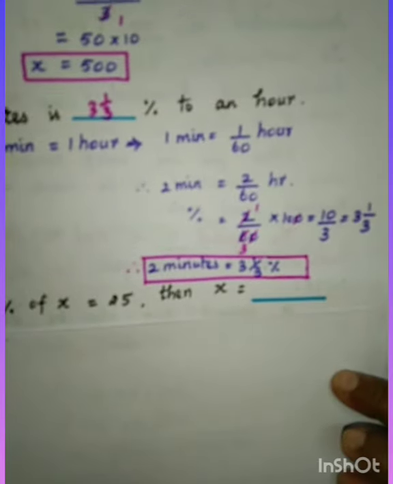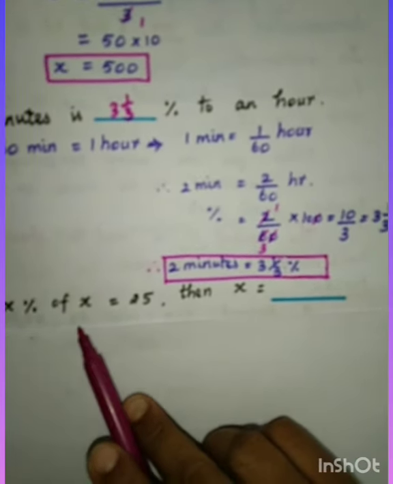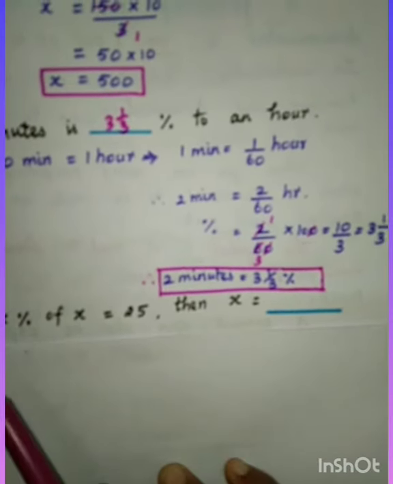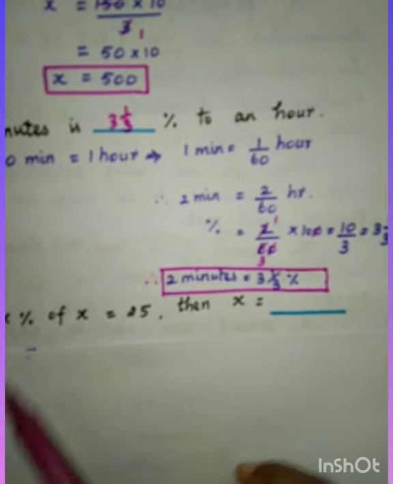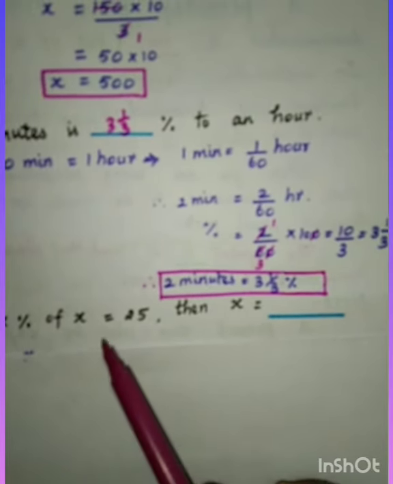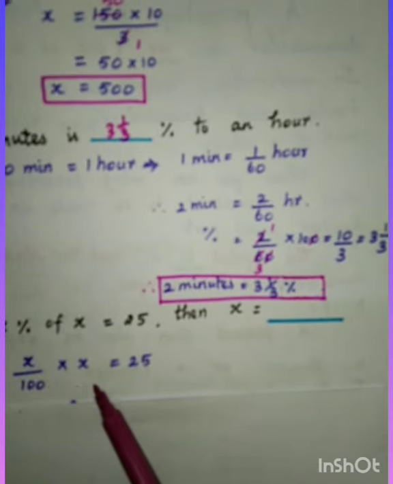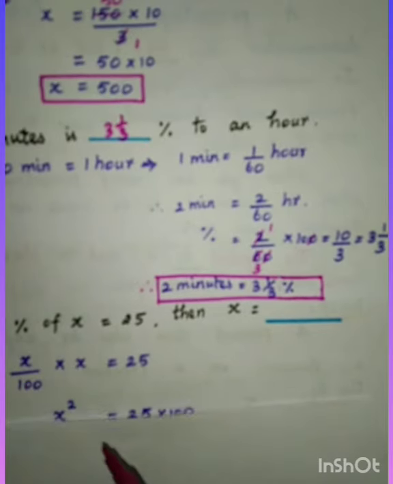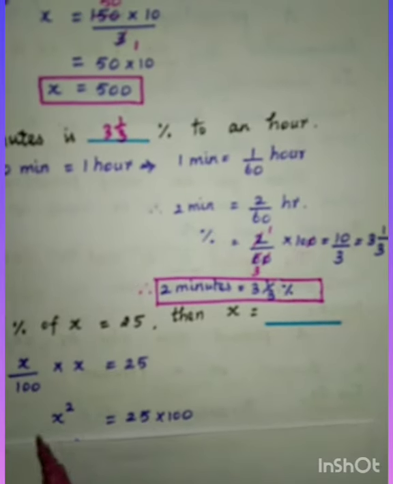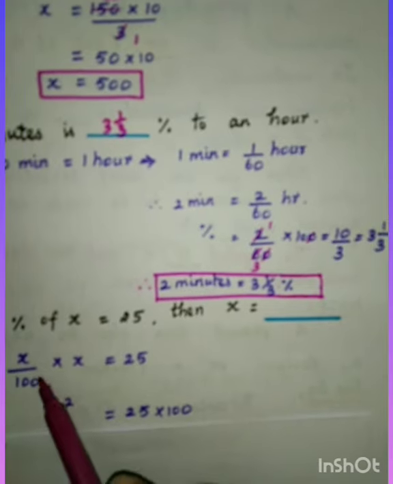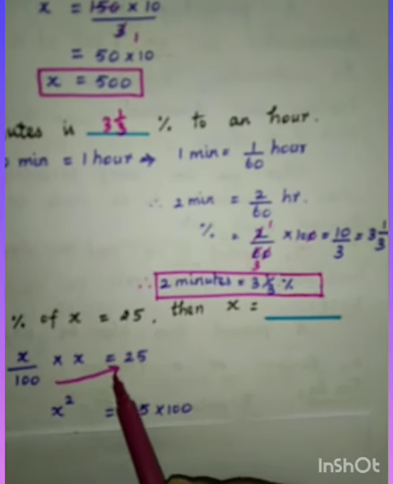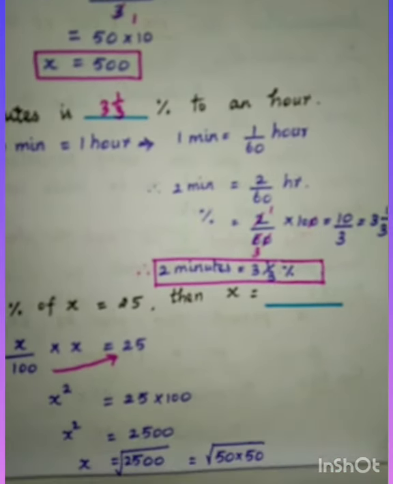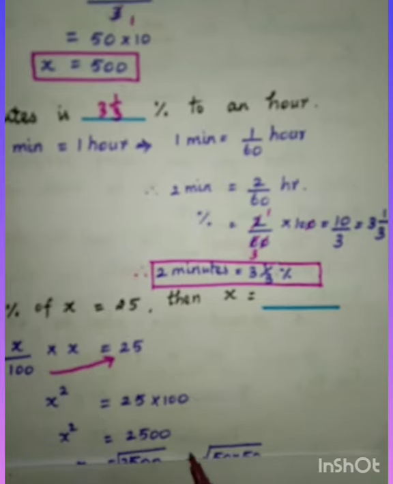Then third subdivision, if x percentage of x equal to 25, then x equal to dash. x percentage means the denominator is 100. So x by 100, "of" means multiplication into x. So x by 100 into x equal to 25. Now we can multiply the numerators. x into x is x square, and the denominator 100 is a division, so it becomes multiplication. So x square equal to 25 into 100. That is x square equal to 2500.